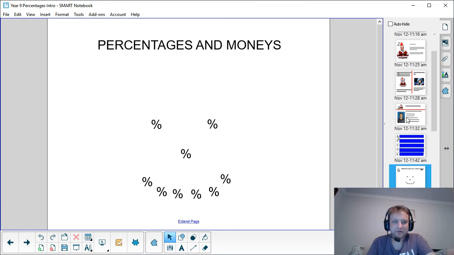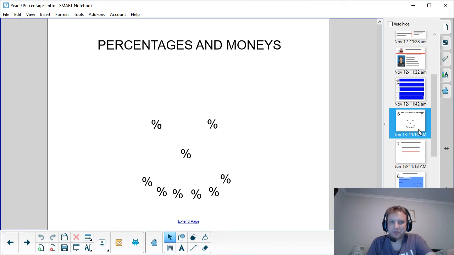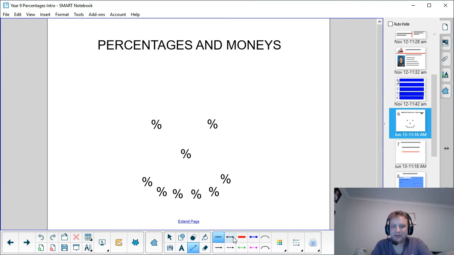Right, it's one more week of remote learning, then we can come back to school. We're going to jump to percentages and money as our topic to start the term. It's an important topic because percentages are everywhere in real life and everybody needs money to get through. All right, so that's going to be our focus.